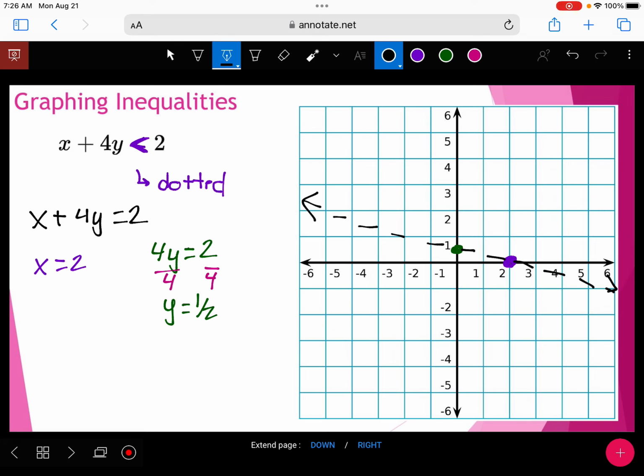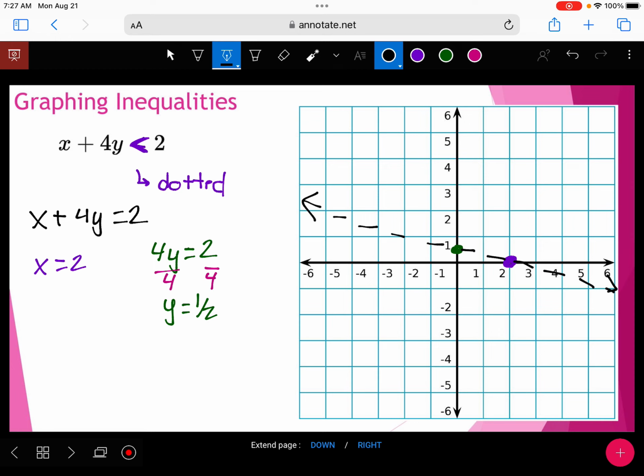If there's not one on your table, I think there's one in the box on the table. I have some tiny rulers that fit in the boxes. But my screen won't let me use them because my screen's a jerk. Okay, so there's the line part. We use a dotted line when we have a less than.